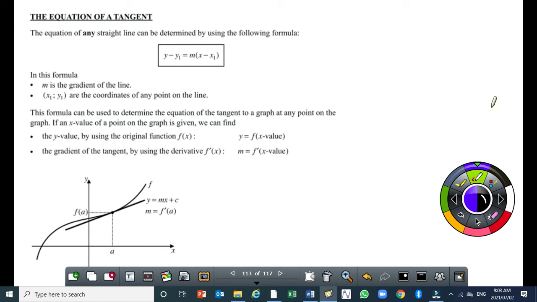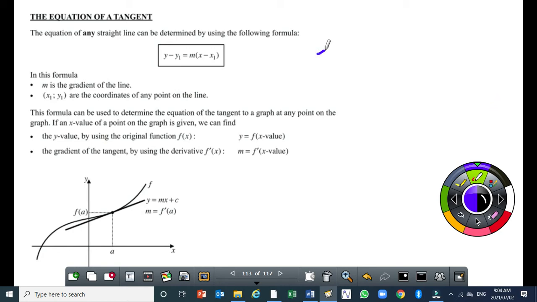In the past, like last year when we were doing circle geometry, we did tangents. This year when we were doing analytical geometry, we found equations of tangents to a circle. Now, in paper one, you may be asked to determine the equation of a tangent to a cubic graph or a quadratic graph.